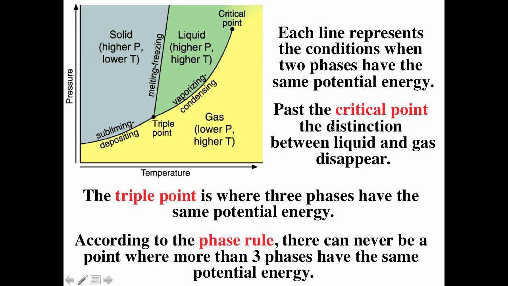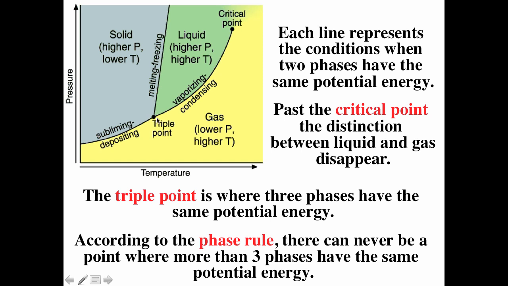The critical point is really kind of cool. And so this line between liquid and gas just stops. And it stops at what we refer to as the critical point. Past the critical point, you can no longer distinguish between the gas and the liquid. And you have what's referred to as a supercritical fluid.